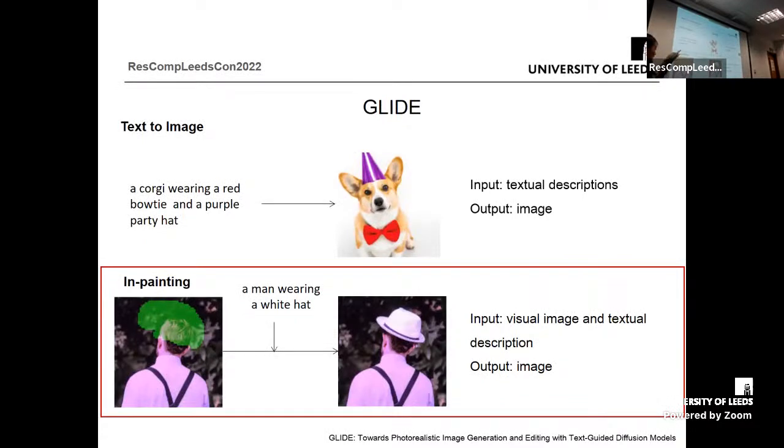As you can see here, the GLAD model has two functions. First, it can do text to image: given a text description, it will generate an image depicting the linguistic description. Another one we are interested in is the inpainting mode: given a masked image and a linguistic description of what you want, it will generate a new image depicting both the linguistic description and the image. So that's why we adopted GLAD, since our inputs are images and text.